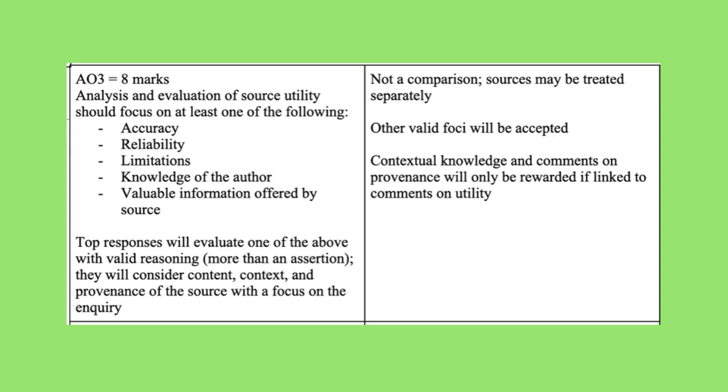In order to make that judgment, you might focus on one of these things, so how accurate it might be, how reliable you think it is, any limitations, so things that it doesn't include or isn't really that helpful for, knowledge of the author which is given to you above the source, or valuable information offered by the source. If you can focus on maybe one or two of these to decide how useful the source is for your inquiry, it's a really easy way to score highly in AO3.